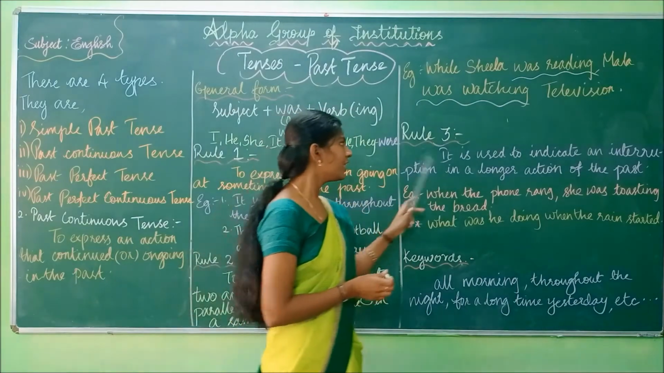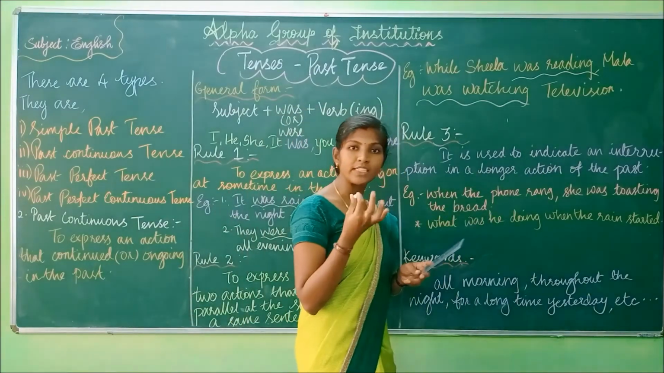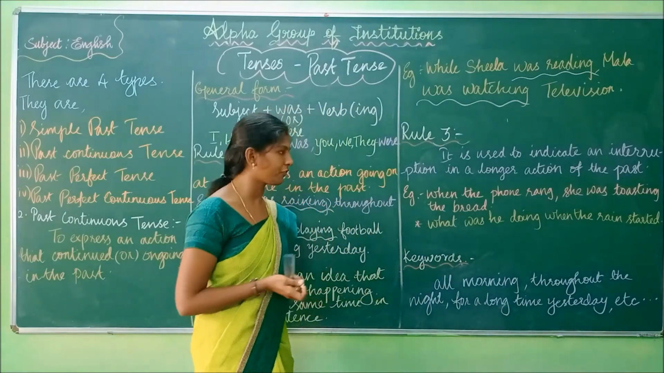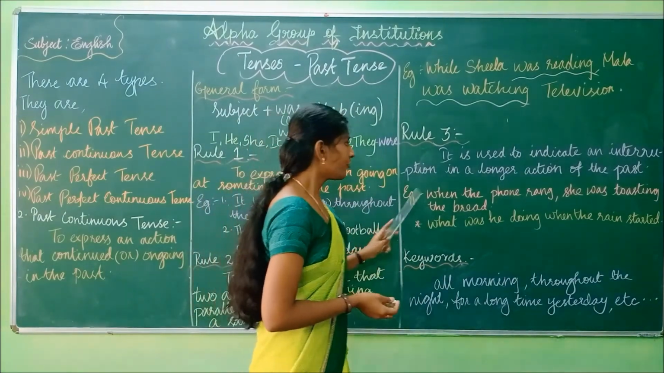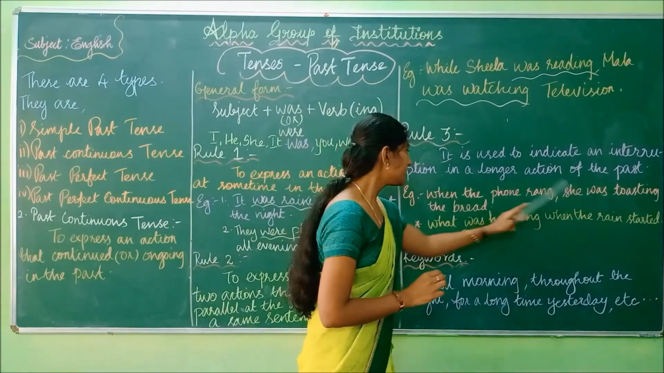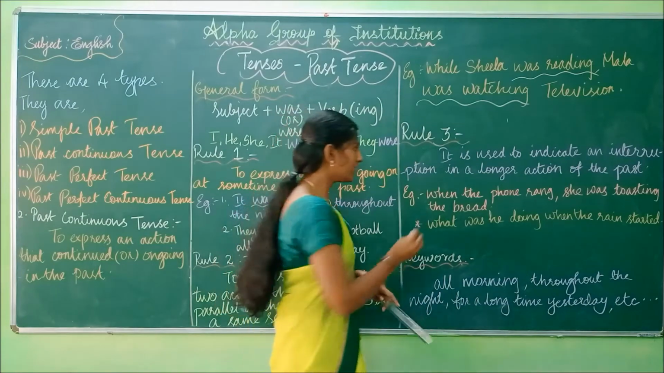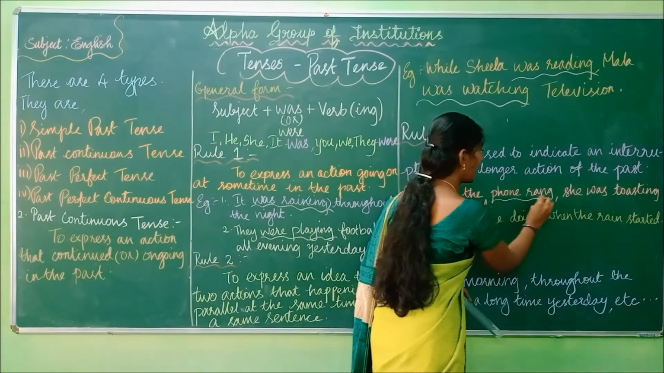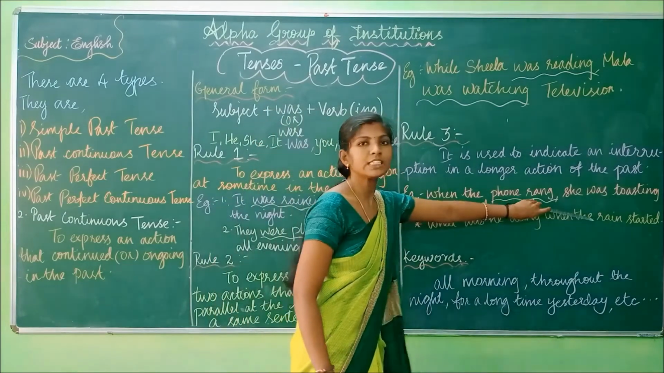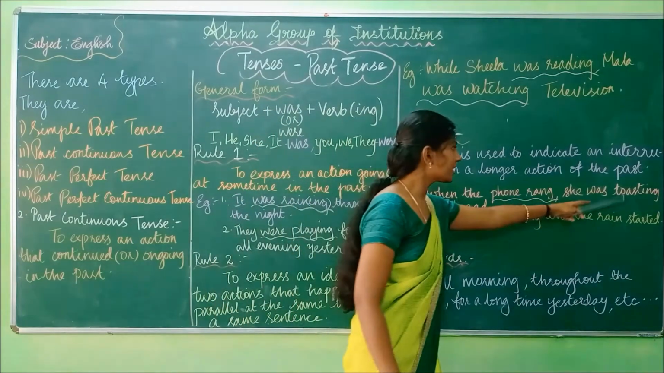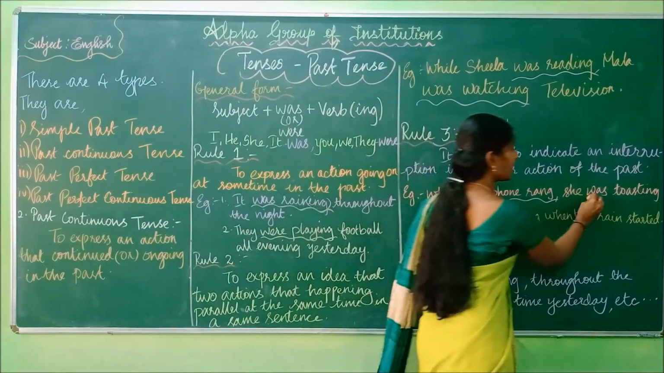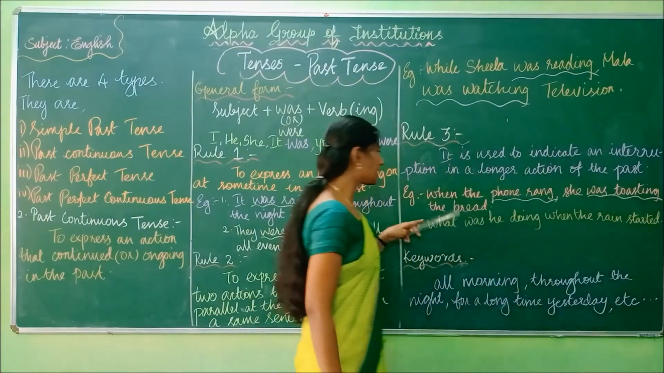So the same way it is used to indicate an interruption that is happening in between when something is going on for a longer period of time. So see the example. When the phone rang, see clearly. When the phone rang, she was toasting the bread. So here, when the phone rang is past tense of ring. So we use simple past here. And the continuing sentence is in past continuous. She was toasting bread. She was toasting the bread.